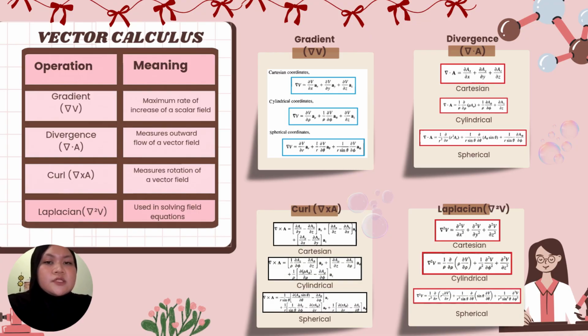Gradient shows the direction of the greatest increase. Divergence measures how much the field spreads out. And curl measures the rotation of a field, while Laplacian is commonly used to solve electromagnetic problems. In summary, Chapter 2 introduced vectors, coordinate systems, vector operations, and vector calculus. These concepts are the foundation of studying electromagnetics.